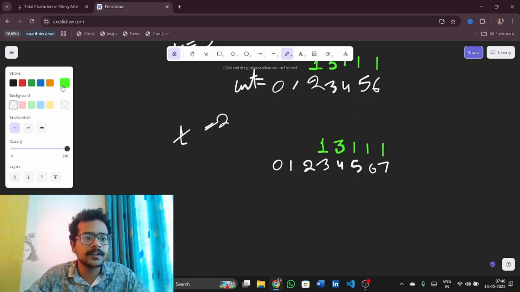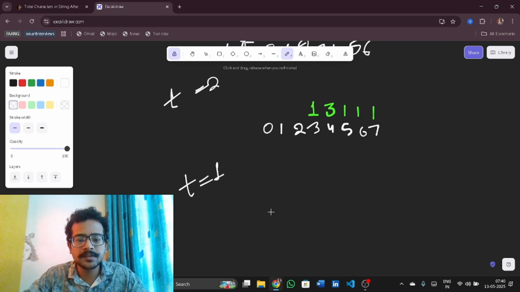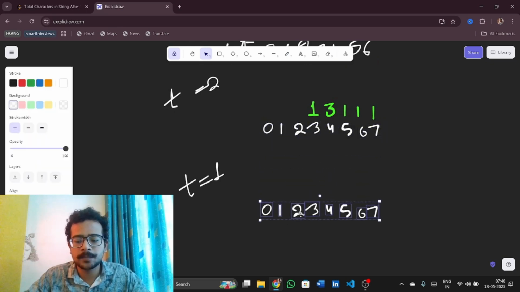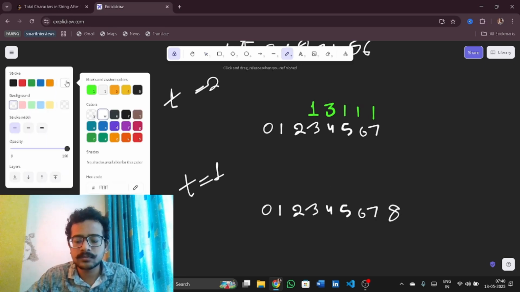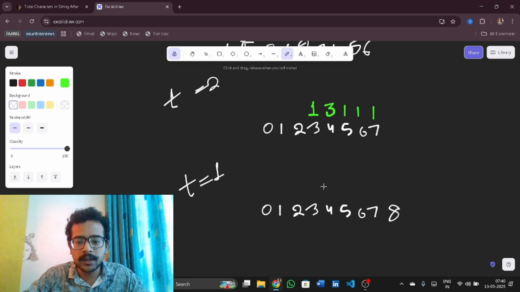Now t is equal to 1, t is equal to 1. Now let us see what happens. 0 1, I can just copy it, right? Then 8. Now I have, wait a second, 1 here, 3 here, 1 1 here, 1 and then 1.